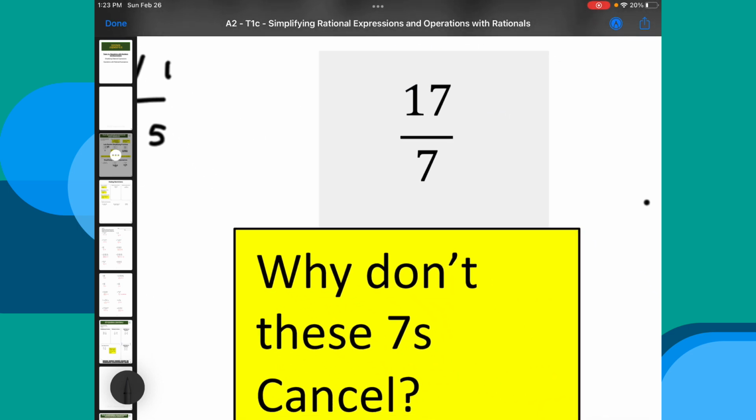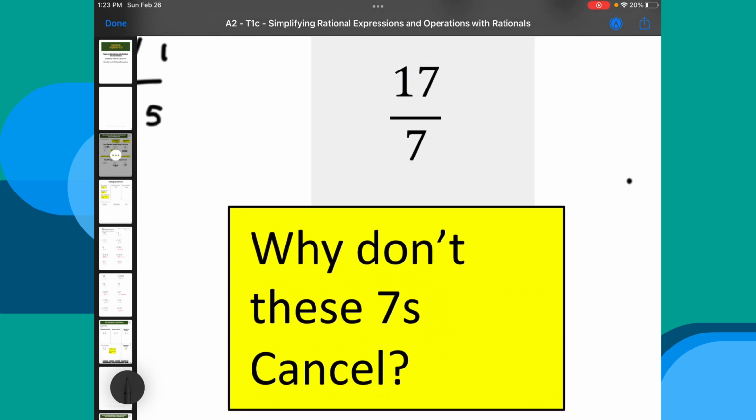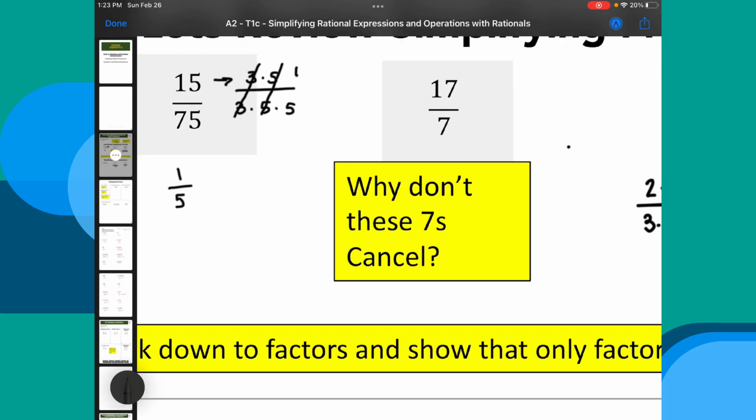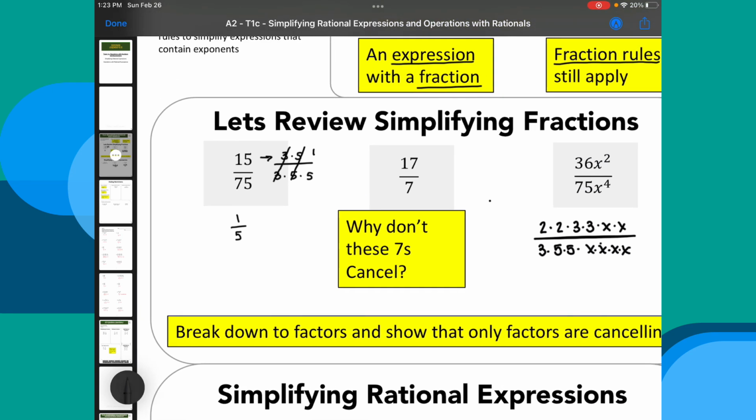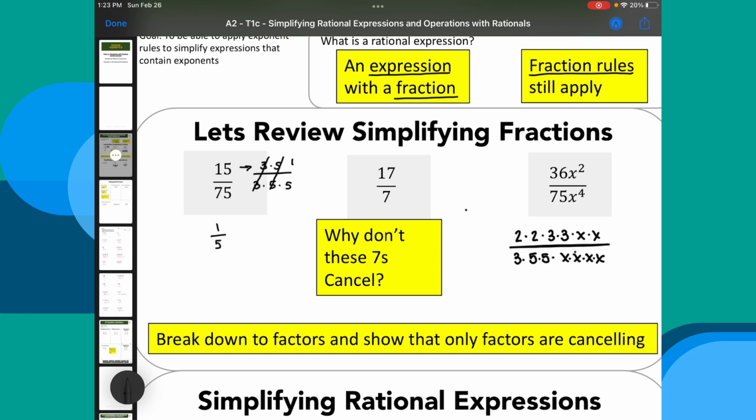When we look at this fraction, 17 over 7, why don't the 7s cancel? In the last one, we had 3 over 3, and that canceled. Well, here, the 7s are not factors. We can only ever cancel out things that are exactly the same if they are factors. So we need to break down the fractions to show the factors, and then we can cancel.